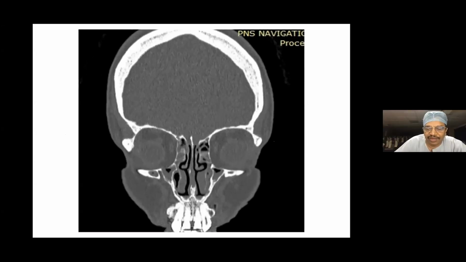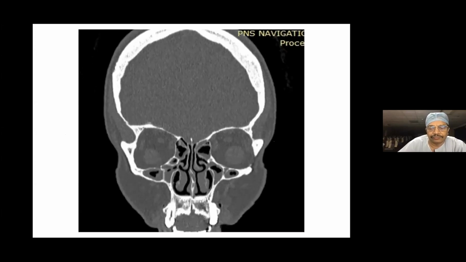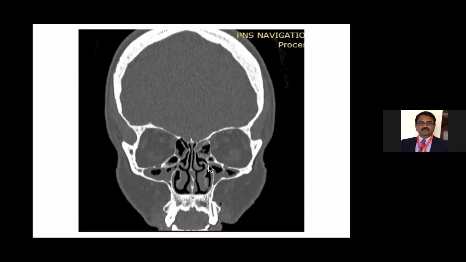Then I look at the maxillary sinus, the ethmoid infundibulum. There is a small Haller-like cell on the right side. And this is the uncinate process. Can you see the uncinate process is everted? Yes, it is medially bent.